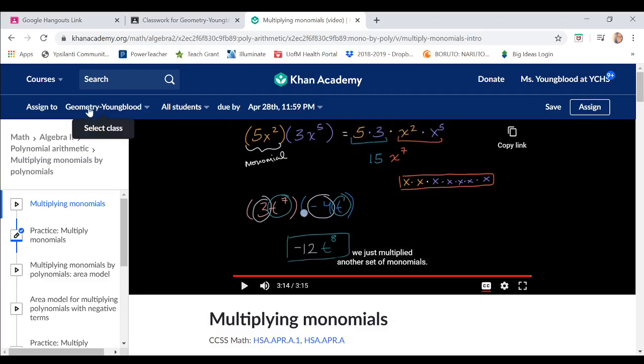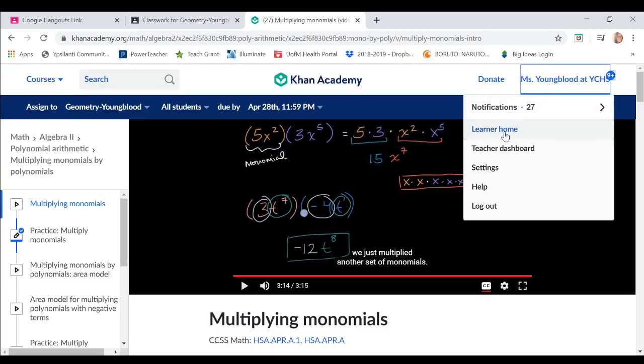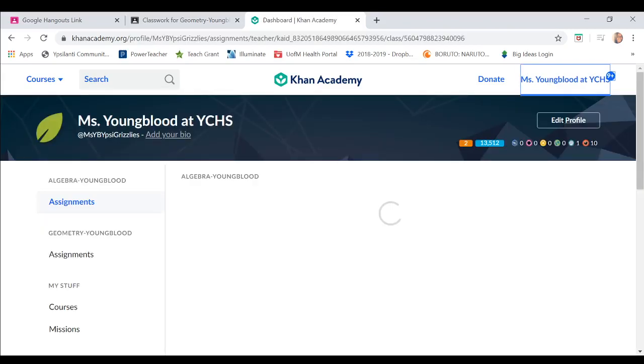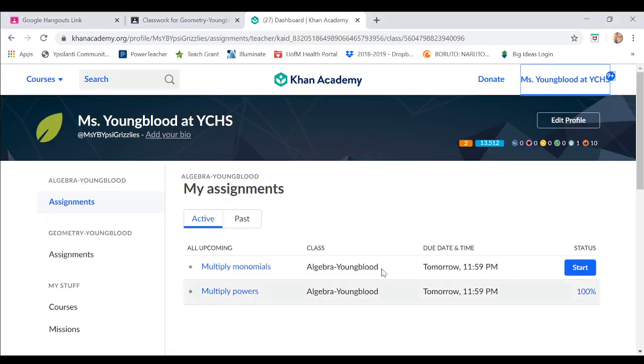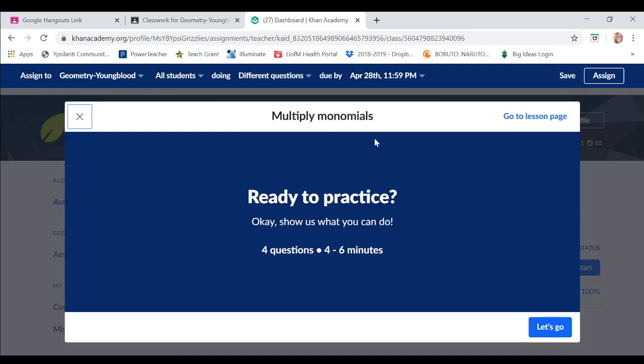So after watching that video, you want to go to your learner home. Back to the learner home. And you're going to work on the second assignment, which should be just as short, I believe, only 4 problems. Yep, still 4 problems. So now we're going to do some examples like what we just went through in the video.